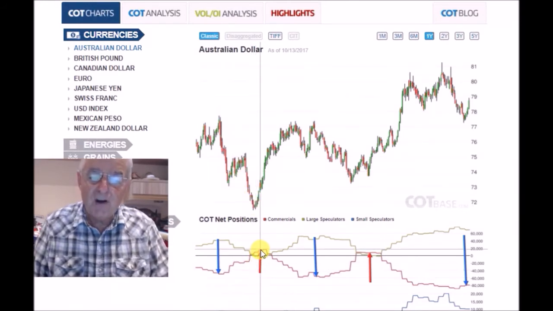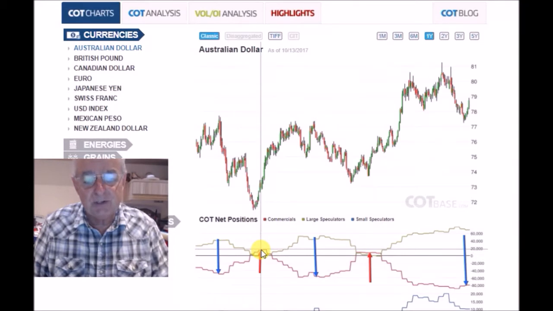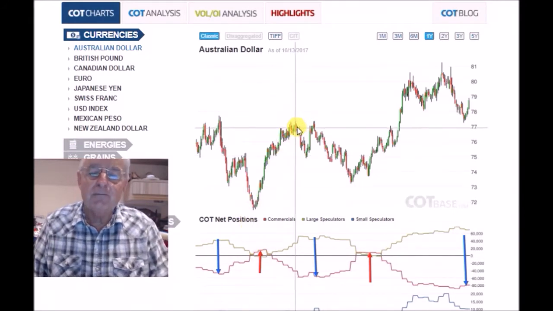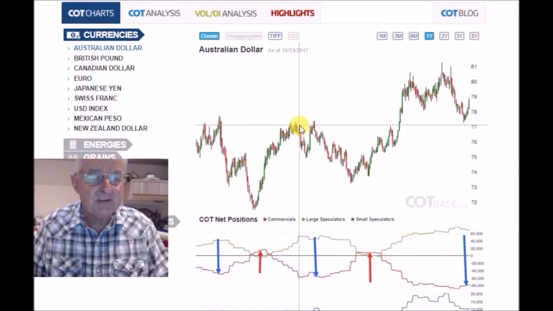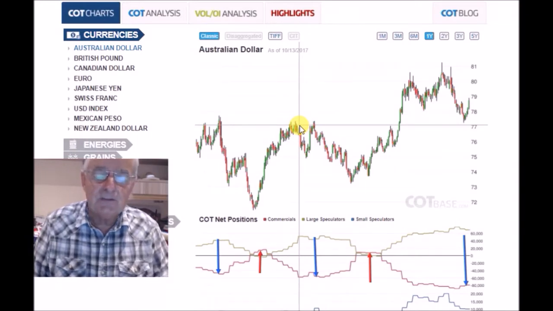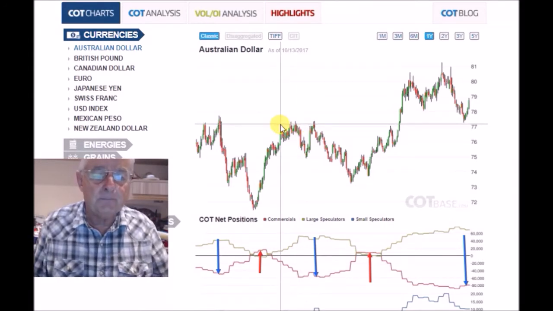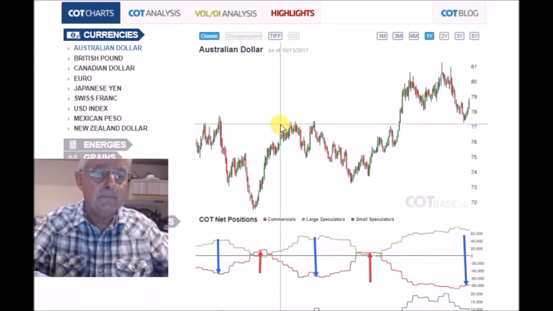Conversely, when we were at a high and very bullish for the commercials, and fairly bearish for the non-commercials, we actually had a hike in the price of the Australian dollar. This is a very useful tool to be using, and we can show you other ways that we use it and other things that we do with it.